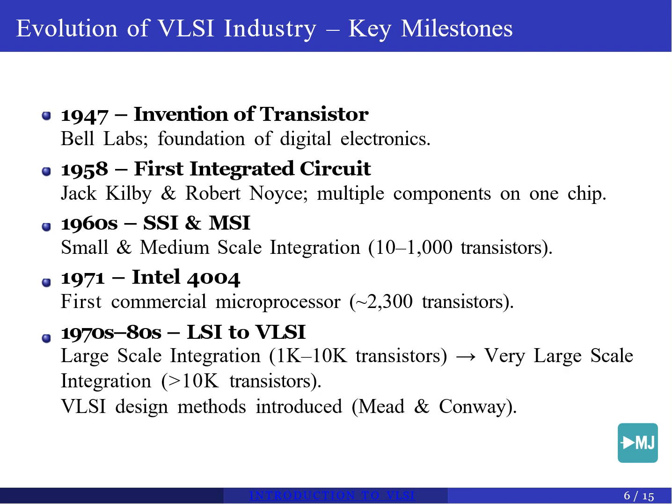This amazing journey has an amazing history. It all began with the invention of the transistor by Bell Labs, which was the foundation for digital electronics in the future. And in 1958, the first integrated circuit was designed by Jack and Robert. Then came the integration levels, which in the 1960s were SSI and MSI. A major breakthrough came in 1971 when Intel released the Intel 4004, the first commercial microprocessor with about 2300 transistors.